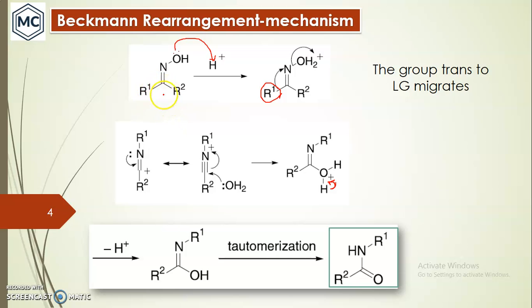And in this reaction, you can see that R1, one of its groups, alkyl or aryl group, migrated to the nitrogen, and a C double bonded O is formed here.